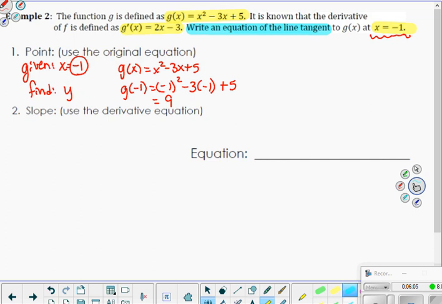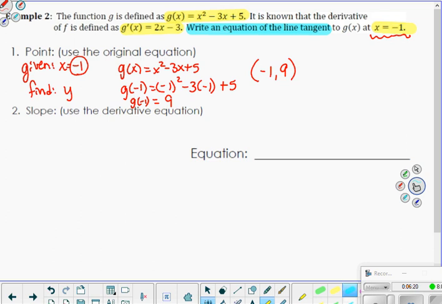I'm getting 9. Is that what you got? G of -1 is 9. That creates an ordered pair for us, and I often like to just go in and write that ordered pair so it's just very blatant to me what x and y were.